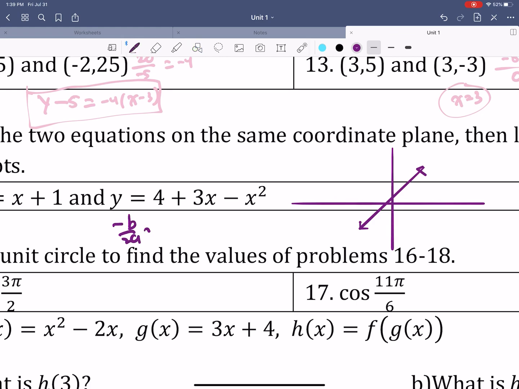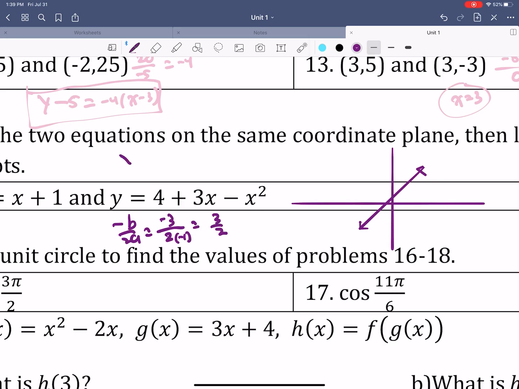Negative b over 2a. Negative 3 over 2 times 4. That's negative 3 over... Wait, not 4. Whoops. I bamboozled myself. A value is not 4. A value is the number in front of x squared. So in this case, it's negative 1. So negative 3 over 2 times negative 1, which is positive 3 over 2. Okay, that's the x coordinate.